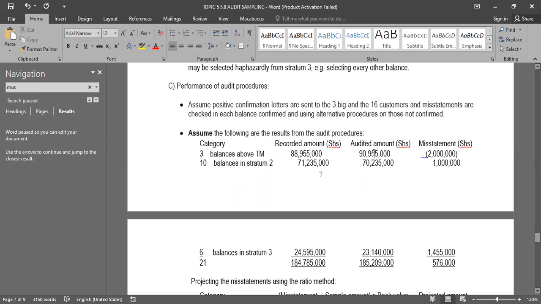Because from our objectives and what we've been doing, externally sourced evidence is more accurate, or more reliable, than internally generated evidence. So this one comes from external evidence, confirmations that we sent out. Then when customers replied, we realized that the balance is actually 90.9, 70.2, 23. Okay, so I hope I've answered your question, Shakira.